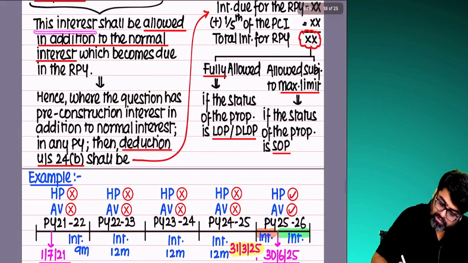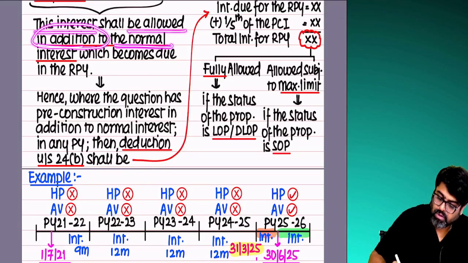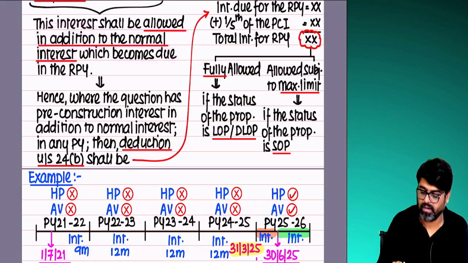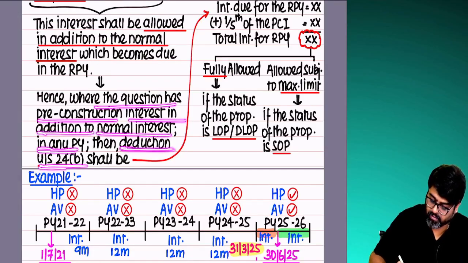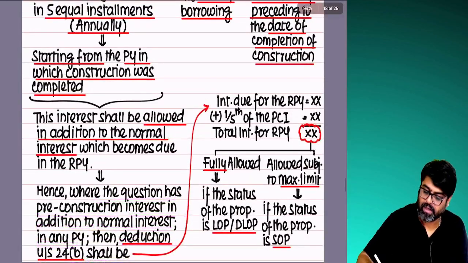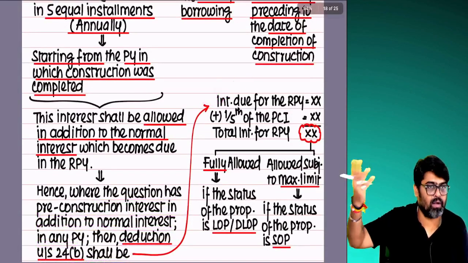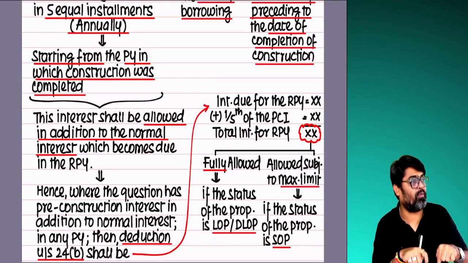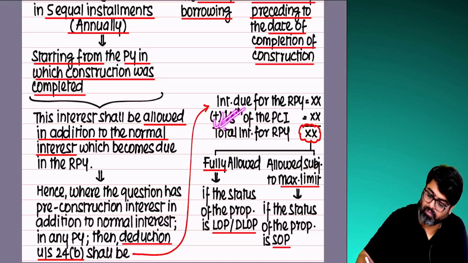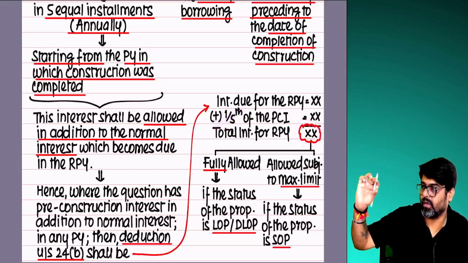So, this interest shall be allowed in addition to normal interest which becomes due in the relevant previous year. Hence, where the question has pre-construction interest in addition to normal interest in any previous year, then the deduction under 24B shall be how much? Interest for that year. Calculate the normal interest for that year and also calculate the pre-construction interest. Calculate 1/5. Add both these interests. This will be the total interest for that year.